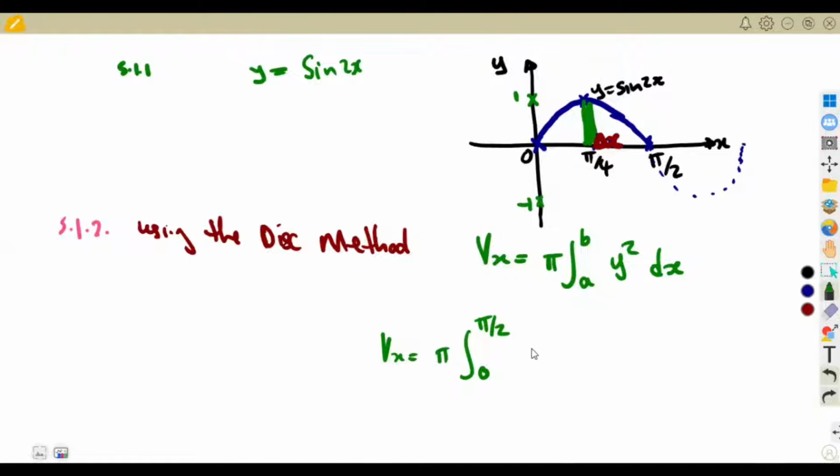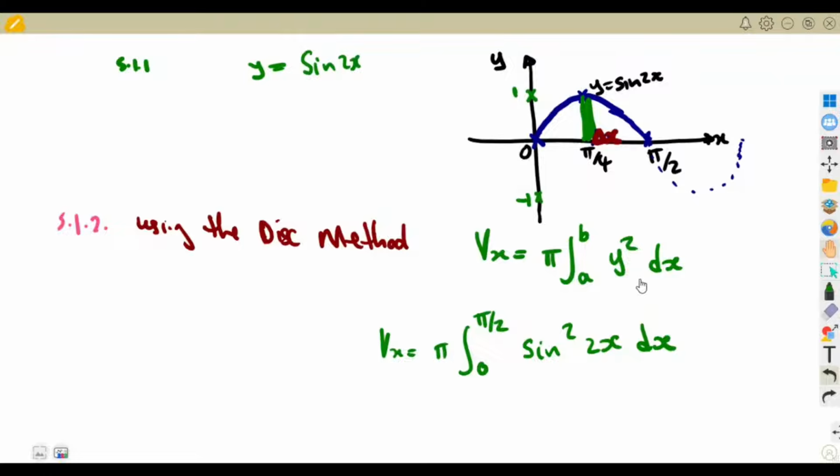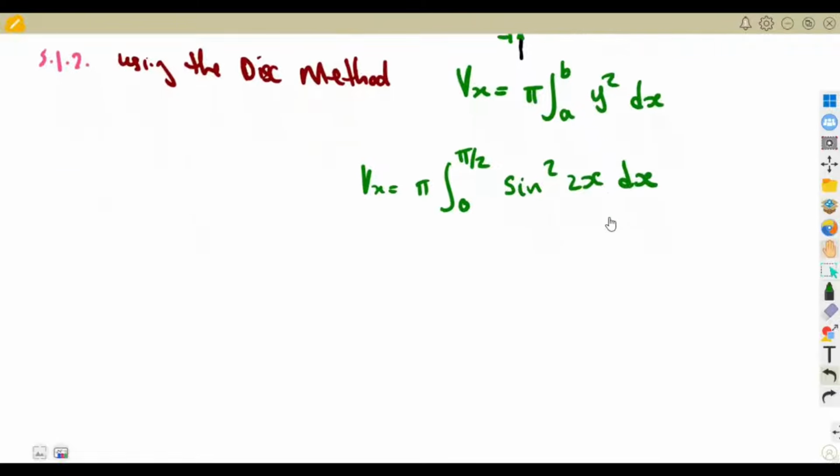Sine of 2x. So this will be sine squared 2x with respect to x. So we need to integrate this, substitute our limits, and as you know, whenever we're given pi and so forth, the trig function must be in radians. So how do we integrate a sine squared? Yes, we can use the identities.